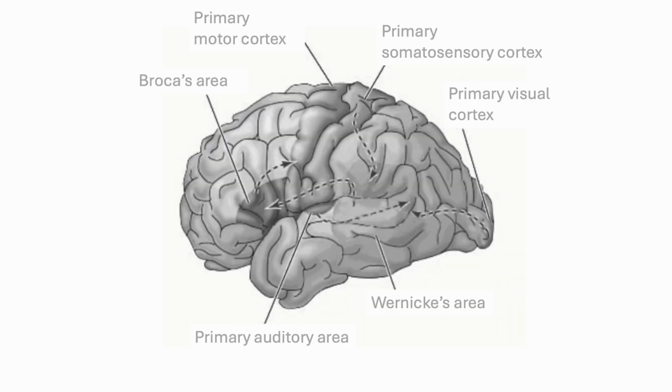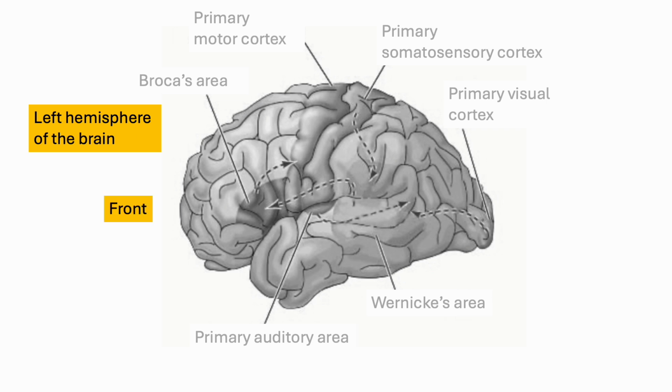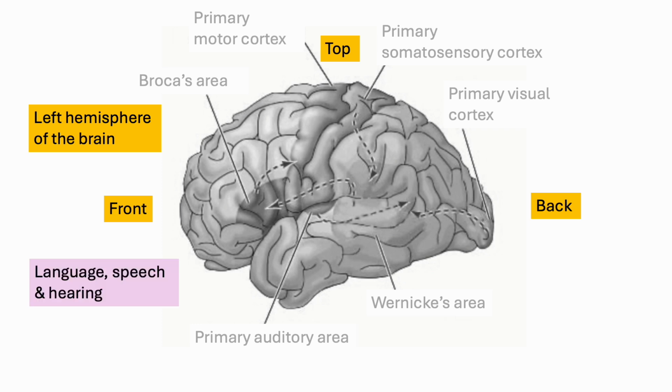If you're not used to seeing anatomical diagrams, then this diagram shows the left side of the brain, or left hemisphere, looked at from the left. This is the front of the brain, then this must be the back and the top. And the reason we're looking at the left side is that the parts of the brain that control language, speech and hearing are on the left side of the brain in about 97% of people.